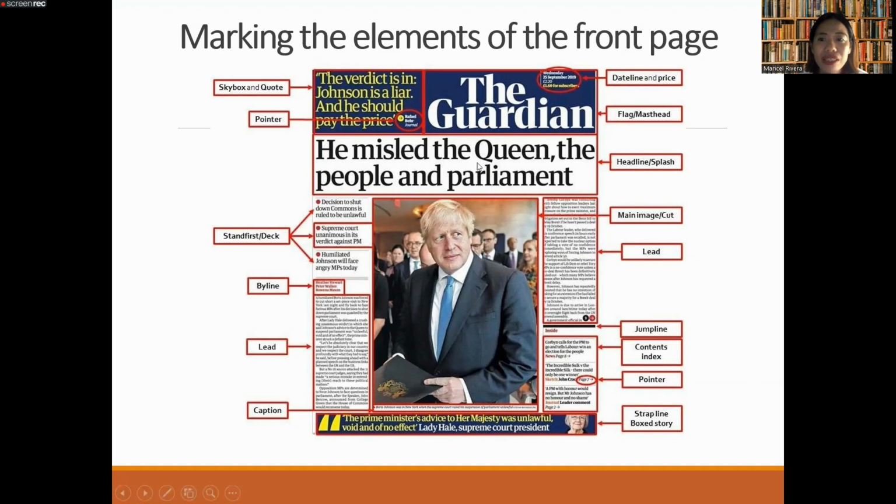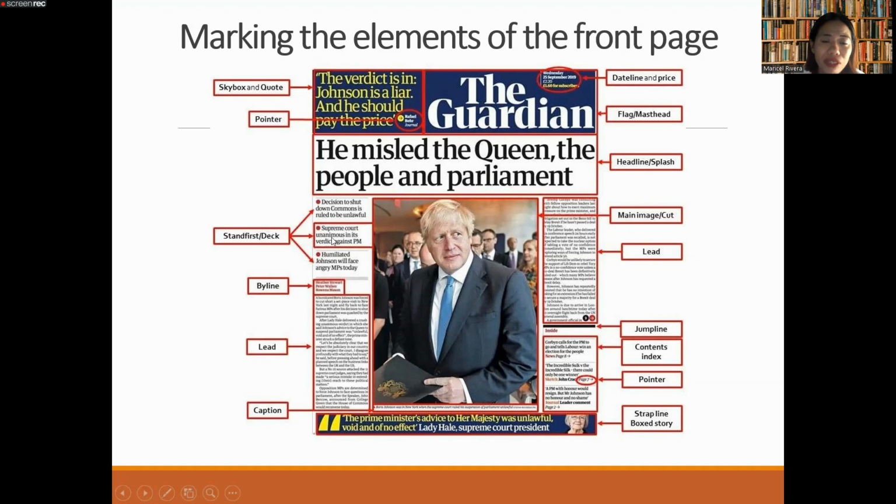Now, this is obviously the headline or the splash, the biggest one, which really is foregrounded. So by the time you would read a newspaper, you would see the headlines right away, right? If you would buy it. Now we do have here the stand first or the deck. So this is the portion here of the stand first and the deck. And then we do have here the byline.